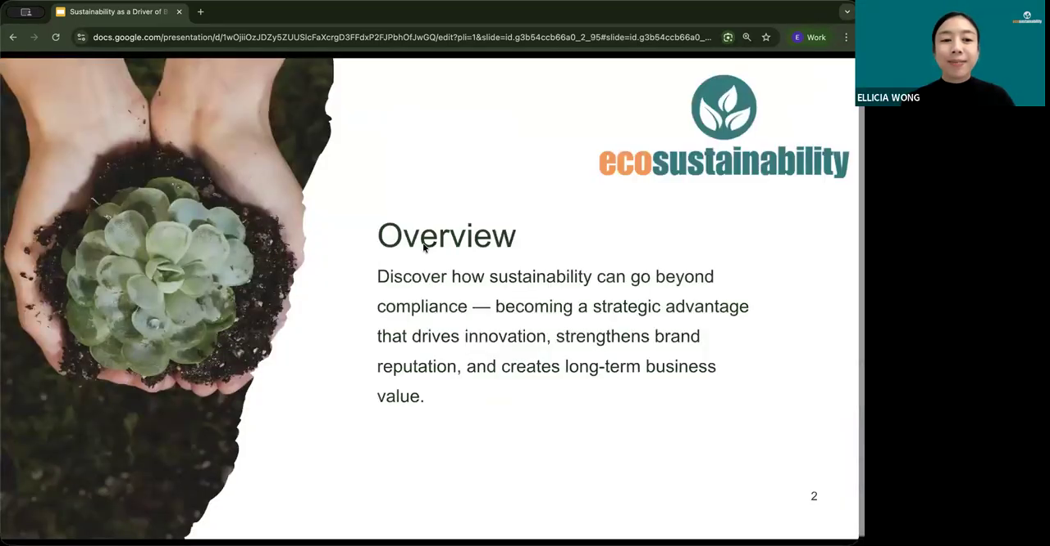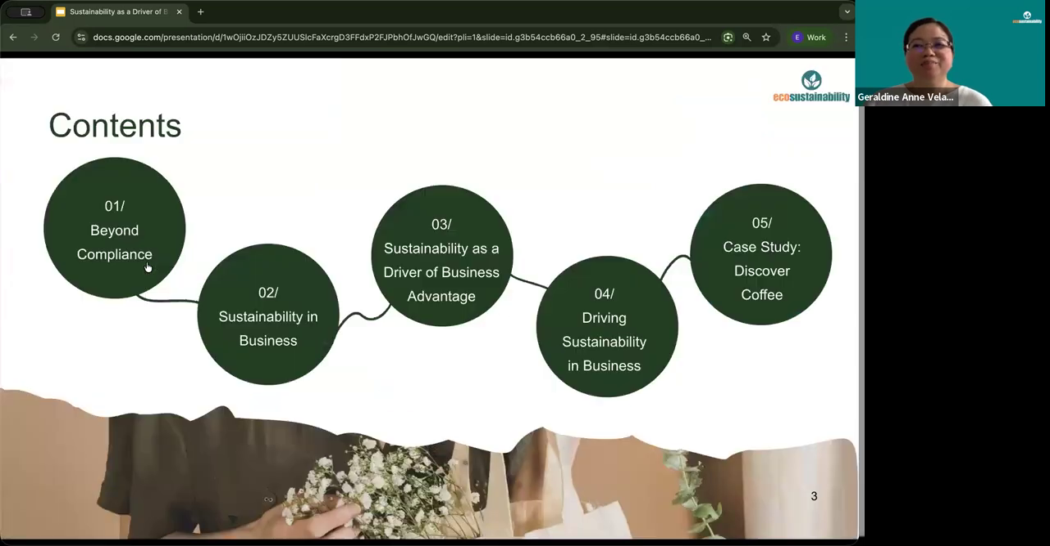At the end of the presentation, I hope you have learned how sustainability can go beyond compliance, becoming a strategic advantage that drives innovation, strengthens brand reputation, and creates long-term business value. This morning, I will talk about sustainability beyond compliance, sustainability in business, sustainability as a driver of business advantage, driving sustainability in business, and a case study, which is that of Discover Coffee.